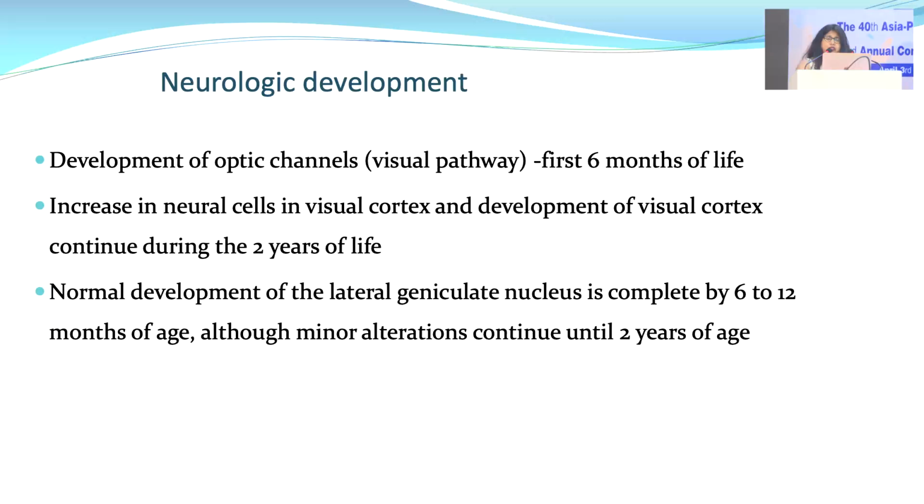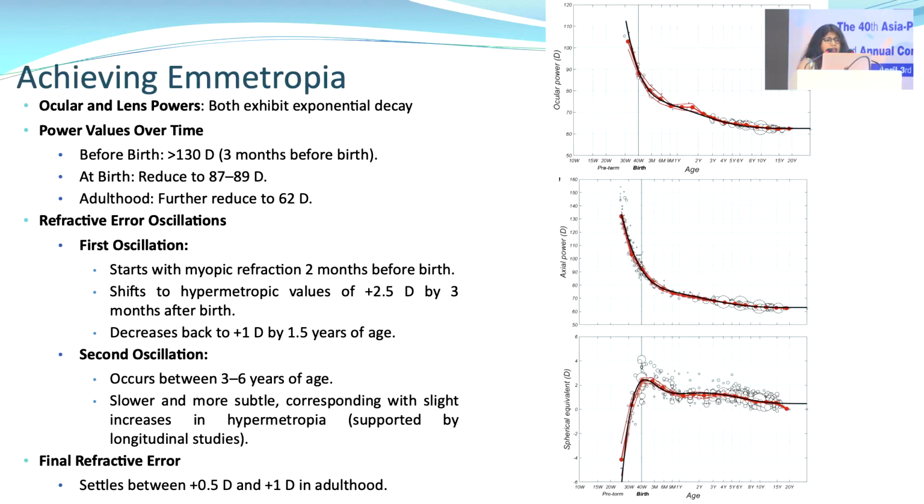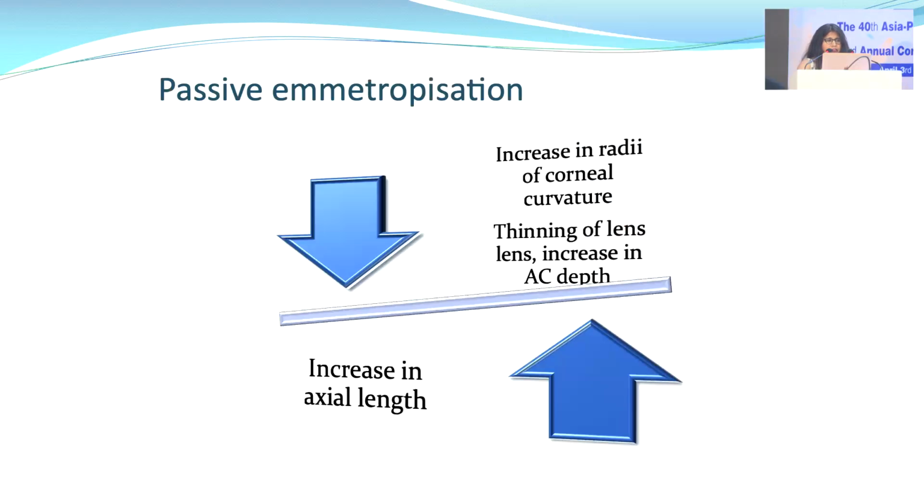Neurological development also takes place at the same time. There is development of the visual pathway and neural cells in the visual cortex, and any kind of disruption at this age, we all know, is very critical and can lead to amblyopia and total disruption of the emmetropization process. So this is to summarize how we achieve it. There are two ways of doing it. One is the first oscillation, which starts with myopic refraction, and then as time progresses, the eye becomes more and more hypermetropic.